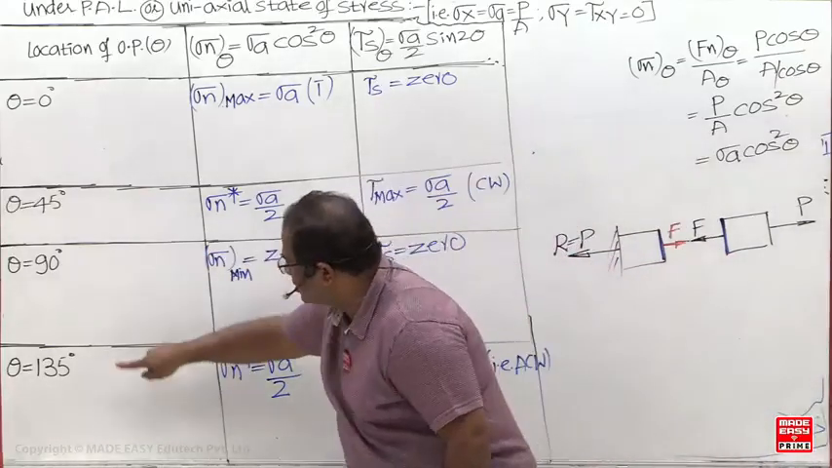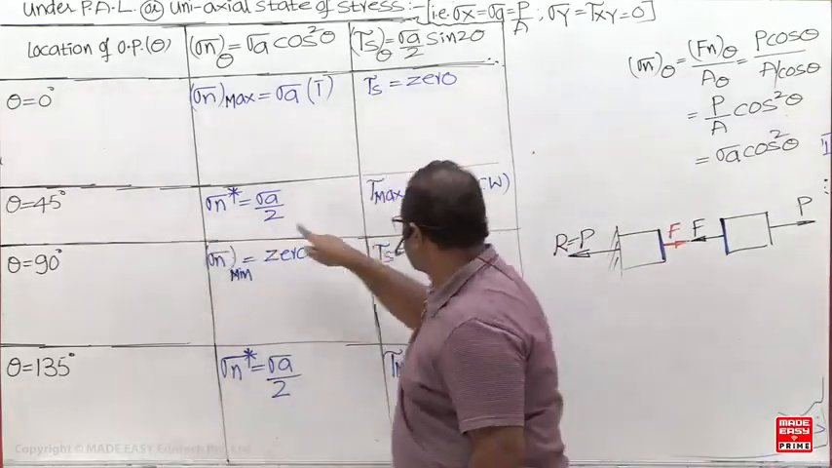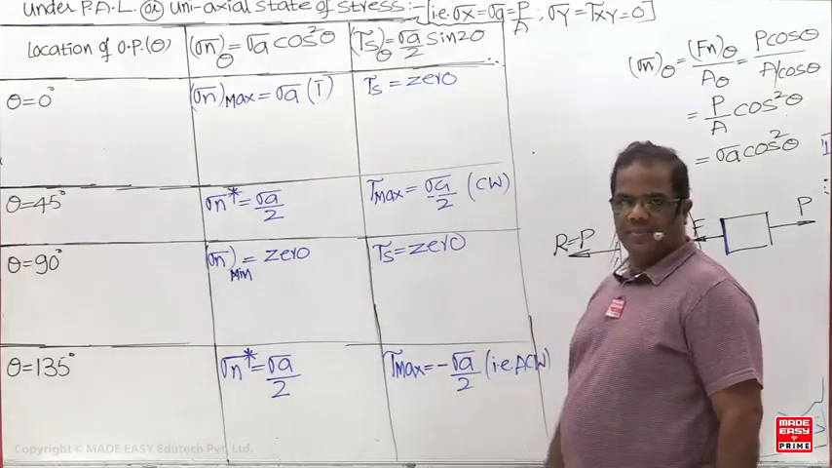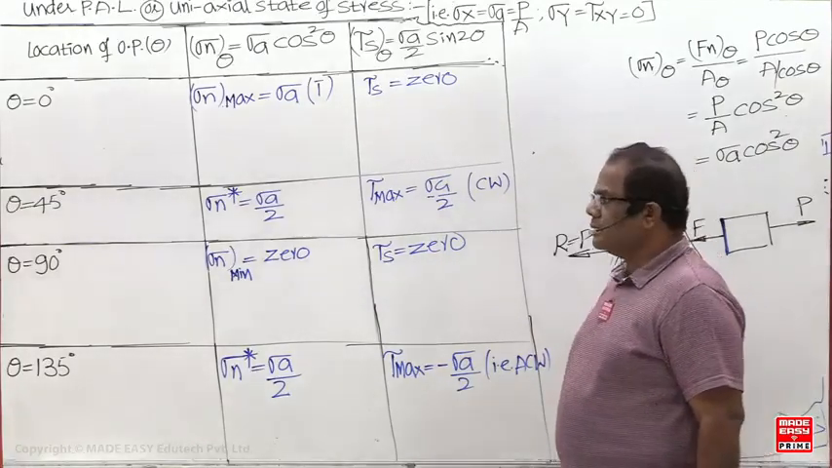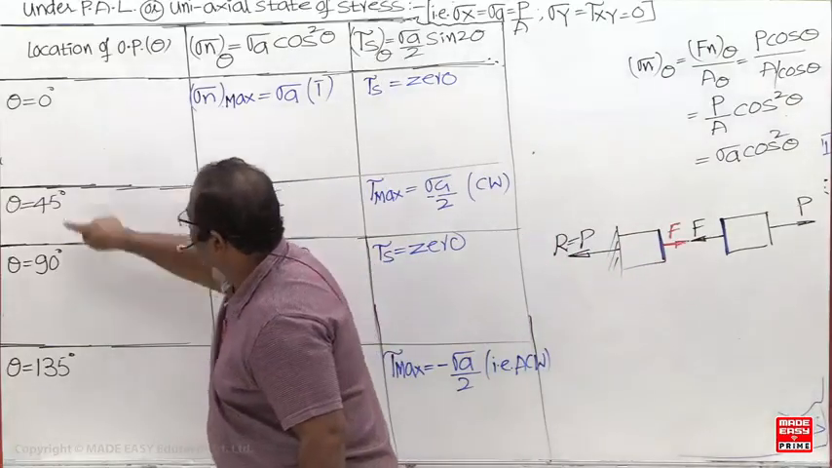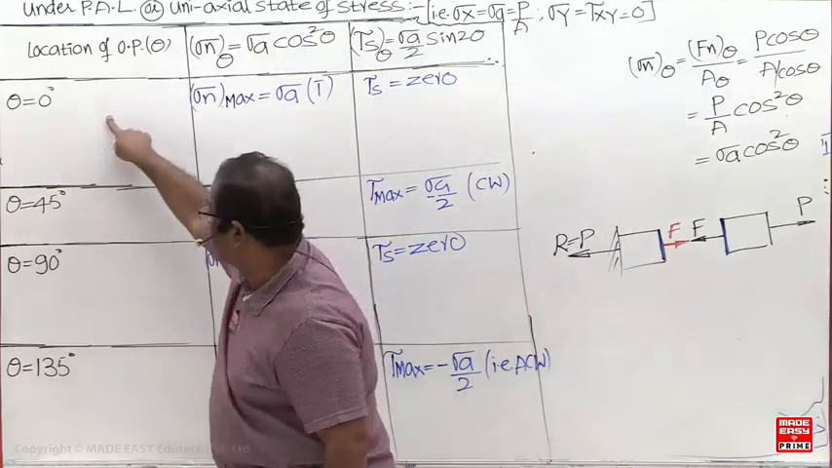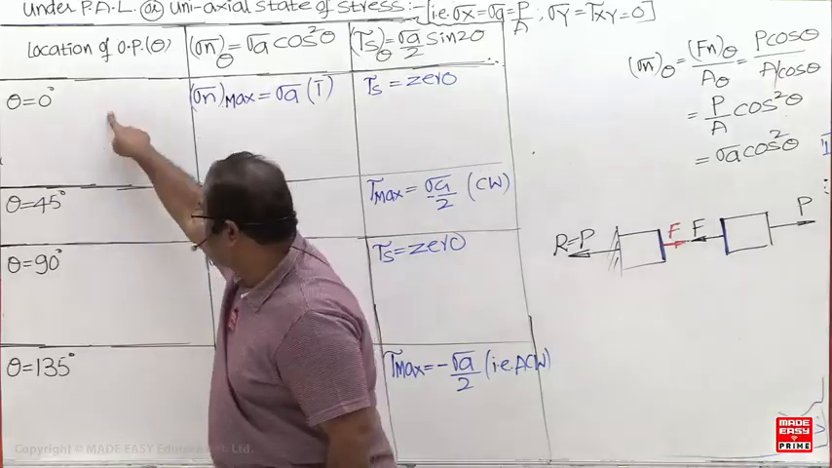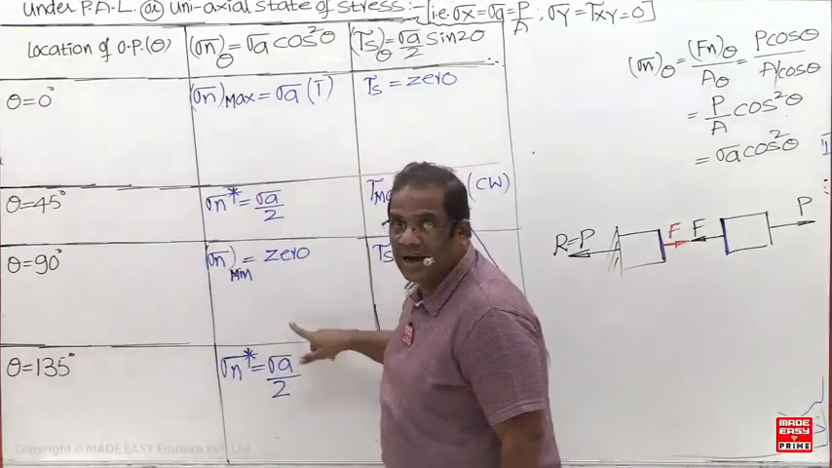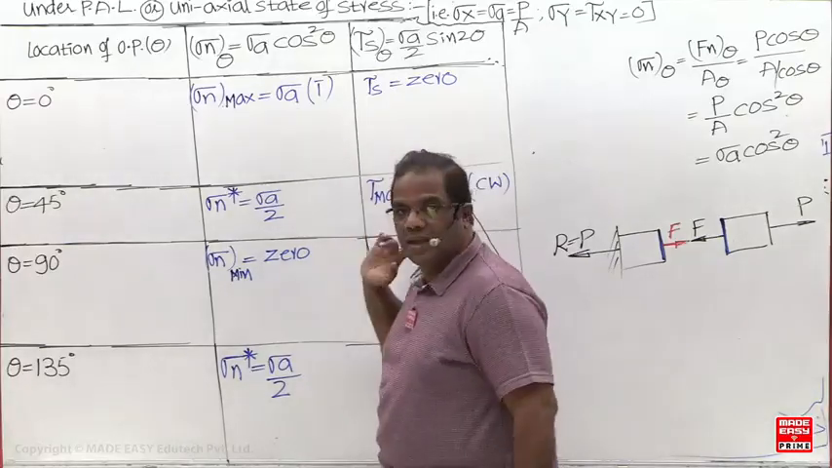Now you can see on these two complementary planes, shear stresses are equal and unlike. What is the angle between these two planes? 90 degrees. Once again these two are complementary. On these two complementary planes, is normal stress equal or unequal? Unequal. Here sigma A, here 0.